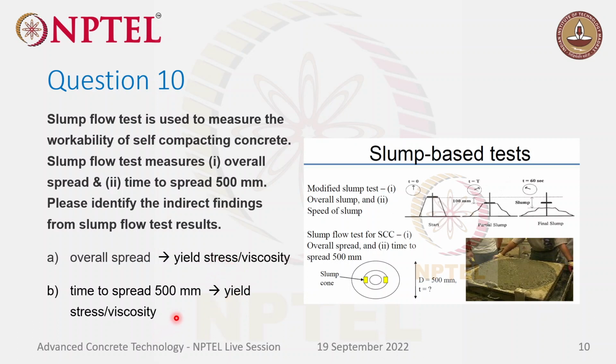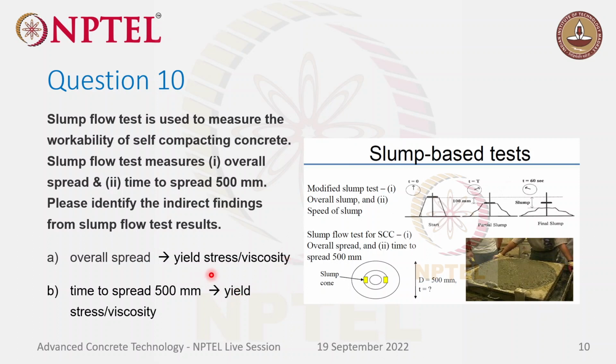And coming to option B, we are measuring the time. What we are able to see is the resistance to flow while flowing. If it takes more time to flow, then it has more resistance while flowing. And if it reaches 500 mm very fast, we can say it does not have much resistance to flow. Just think about water flowing out of the slump cone. It will flow immediately, in one or even less than a second. It will reach 500 mm, right?